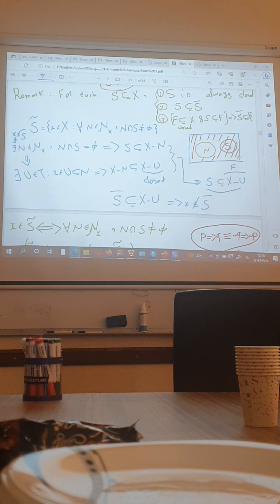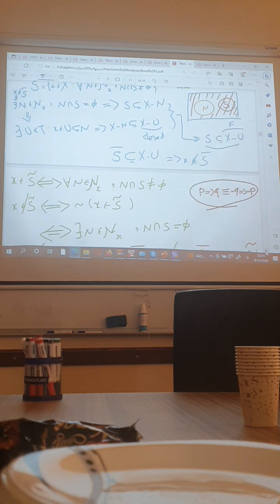For any closed set containing this, S bar must be a subset of it, and this shows that x does not belong. This is very nice: if x does not belong to S bar, then x does not belong to S tilde. And we have this equality, because P implies Q is equal to the negation of Q implies the negation of P. And also we have this, so these two sets are the same, okay?